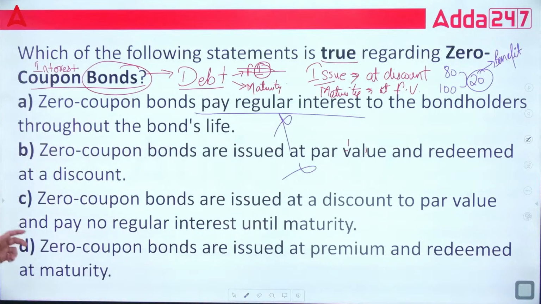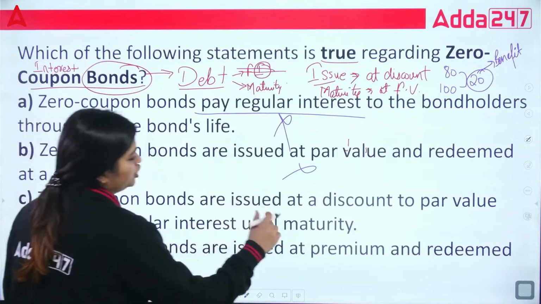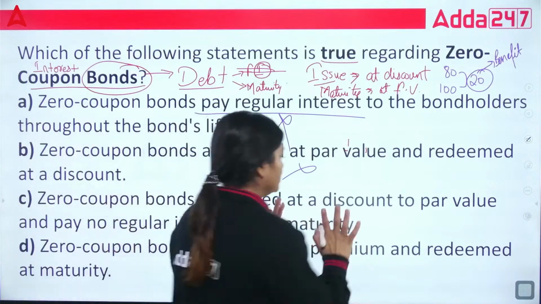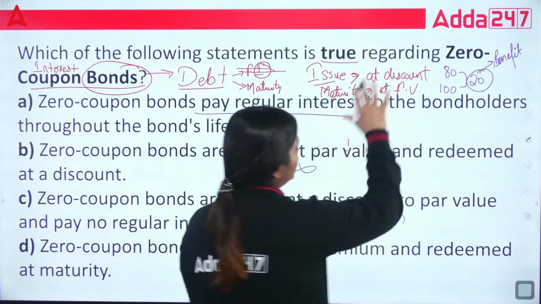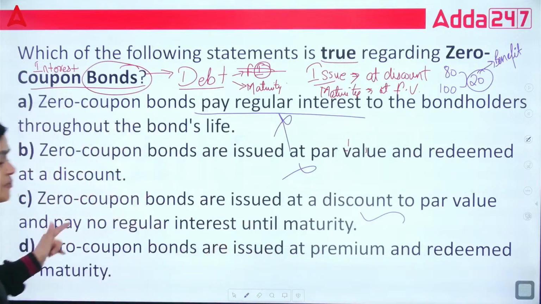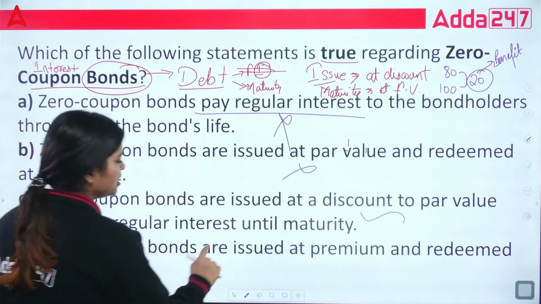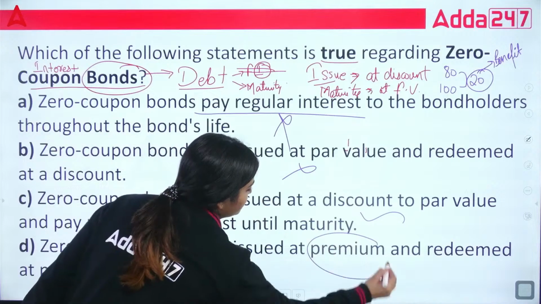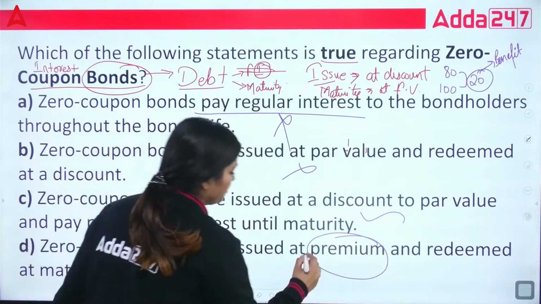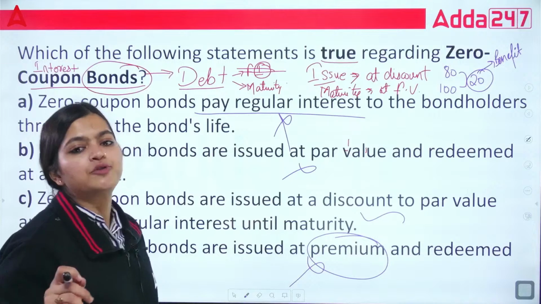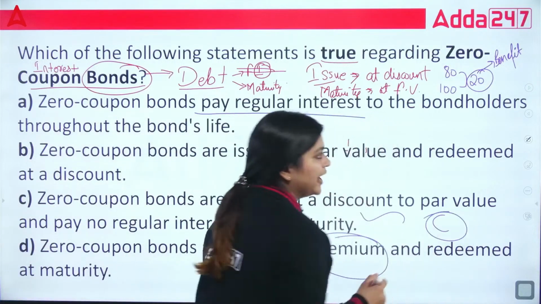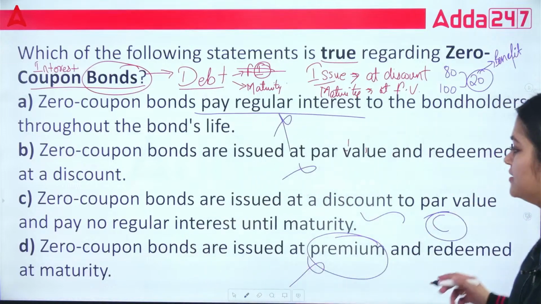Let's see the C option. Zero coupon bonds are issued at a discount to a par value and pay no regular interest until maturity. Acha. This is what they are saying related to this. But before marking option C as correct, let's see the D option. Zero coupon bonds are issued at a premium and redeemable at maturity. Are we issuing the zero coupon bonds at maturity? No. So your D option is also wrong. So which option is your correct option? Option C. I hope you understood why we are selecting the C option.